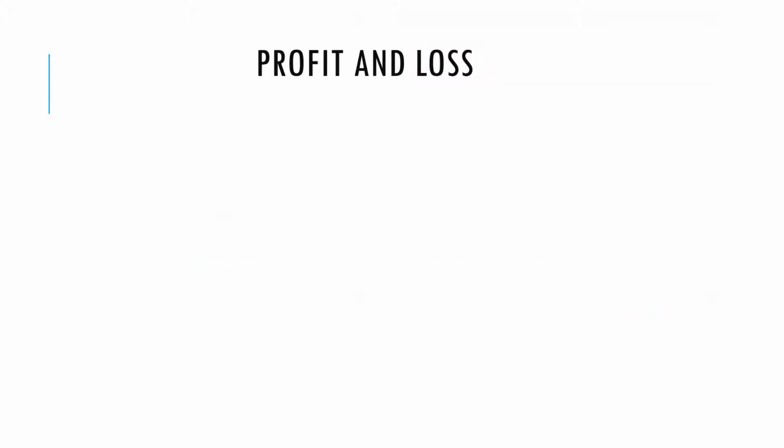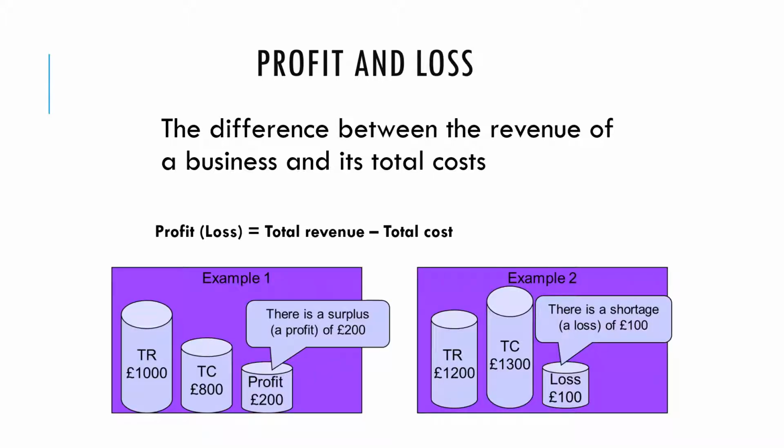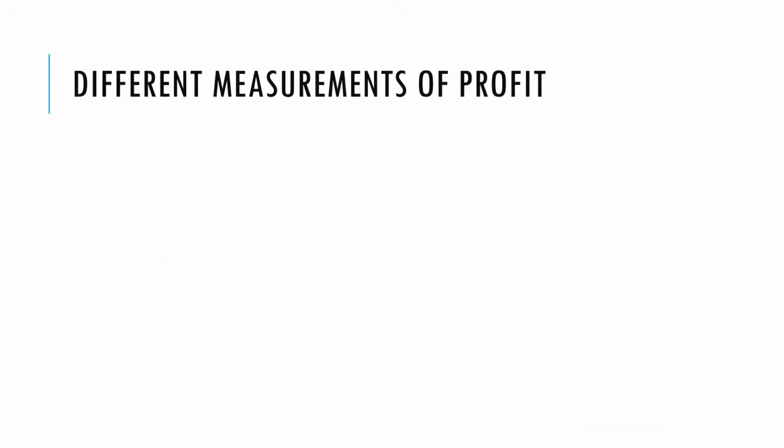So let's start off with a quick reminder of what profit and loss is all about. Profit is the difference between revenues and costs, so total revenue minus total cost. If there's money left over, a surplus, we have a profit. If there's a shortage, then we have a loss. Now in business, there are three different measurements of profit, and we should take these definitions down in our notes.